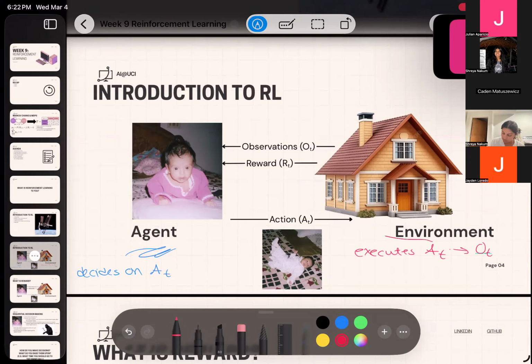So it'll go this way. The observation goes back, and now the agent has the next observation and gets the next reward. So by rolling, now this baby's at a new location. What is the reward of that location? Is it trying to reach some sort of food? Is it trying to reach some sort of toy? What is the reward attached to that location?